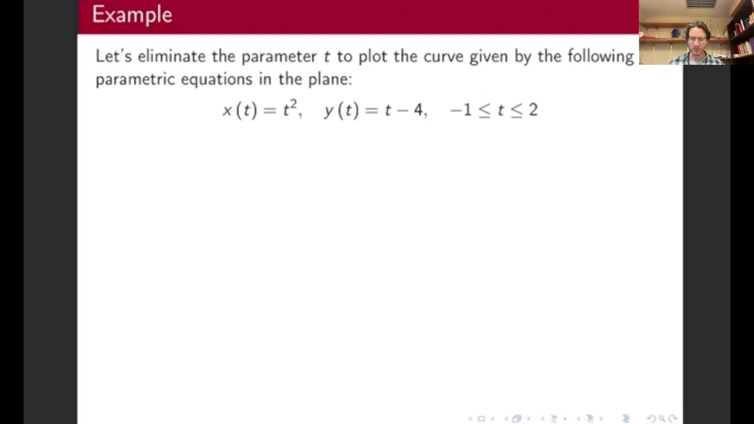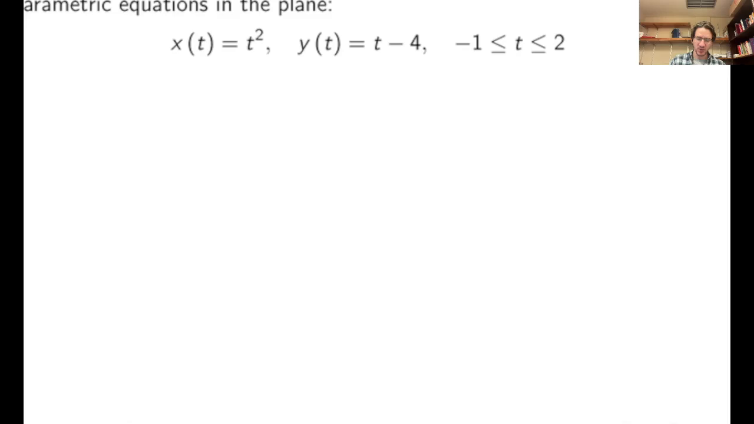Something to always keep in mind is going to be really important: note the interval that t lives on. That's going to tell us what part of the graph we need to keep here. All right, so let's eliminate the parameter, eliminate t. This tells me y equals t minus 4, and this tells me x equals t squared. A lot of the time it's convenient to drop the x of t and y of t and just work with y equals blank, x equals blank.